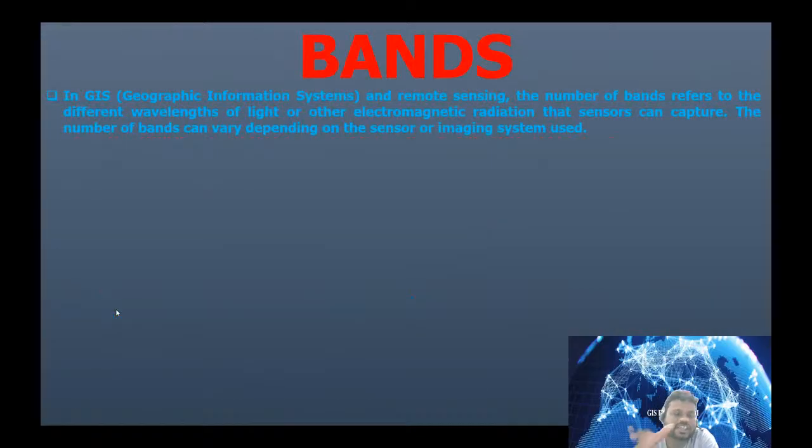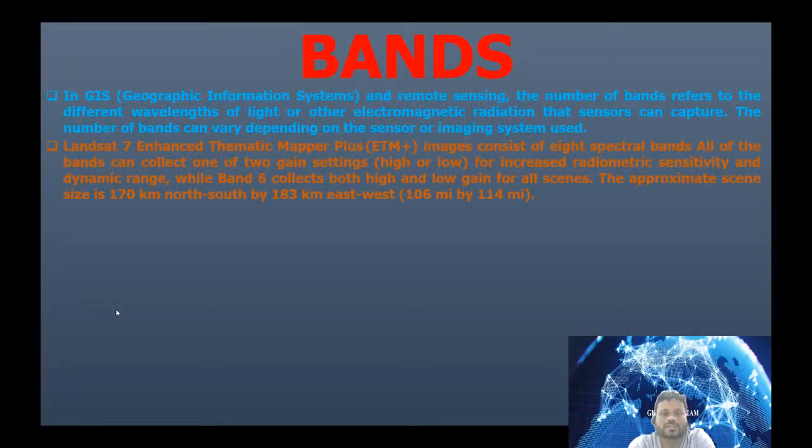So what is the band? In GIS, Geographic Information System, and remote sensing, the number of bands refers to the different wavelengths of light or other electromagnetic radiation that sensors can capture. The number of bands can vary depending on the sensor or imaging system used. So, an example of this, the Landsat 7 enhanced.